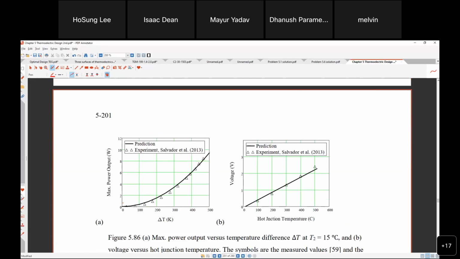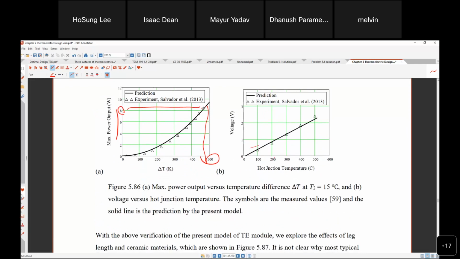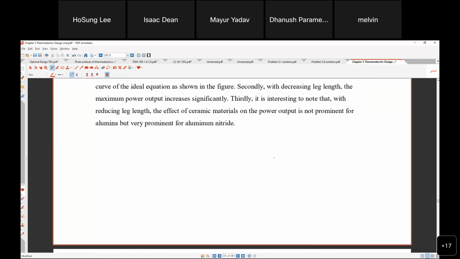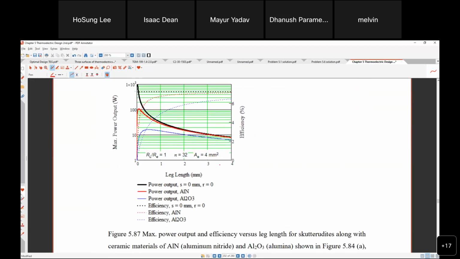Their analytic is in good agreement, everything looks good. Temperature difference, they have a measurement, power output 8 watt, with about 500. Looks good. And the voltage measurement, no problem so far. And I analyzed it with my analysis. For 4 millimeter, I calculated, again, ideal aluminum nitride. They used the blue, aluminum nitride. So for 4 millimeter, I got the same 8 watt. I got the same result as theirs. Once they use 4 millimeter, it's got to be 8 watt.